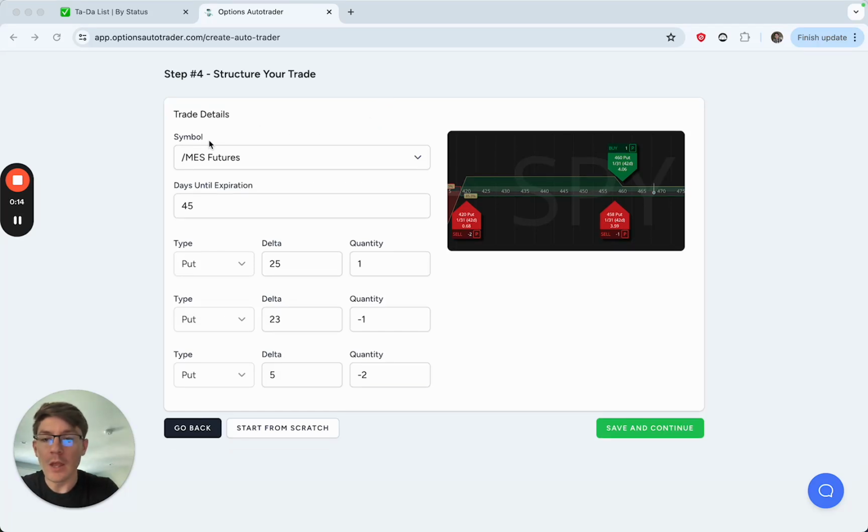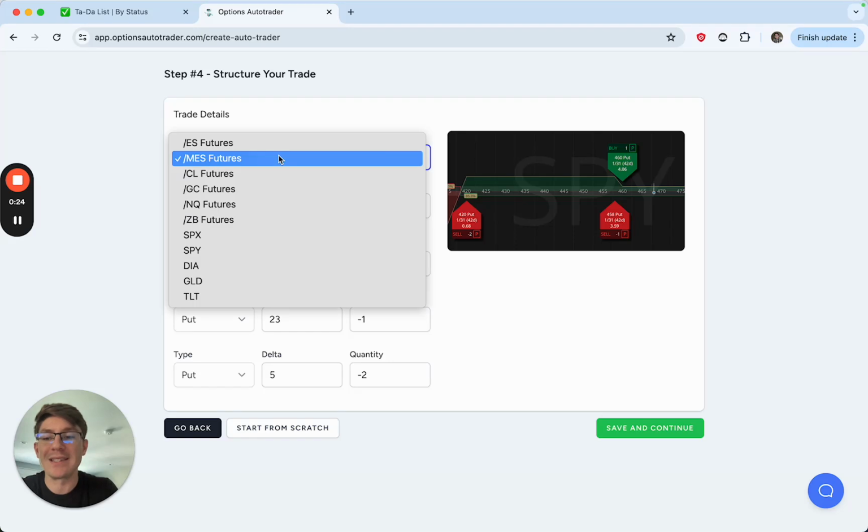So first off is the symbol. This is a one thing. You can never change this. So once you pick the symbol, this Auto Trader is set to that. You can always create a new Auto Trader or delete this one, but this is the symbol that you set it at.